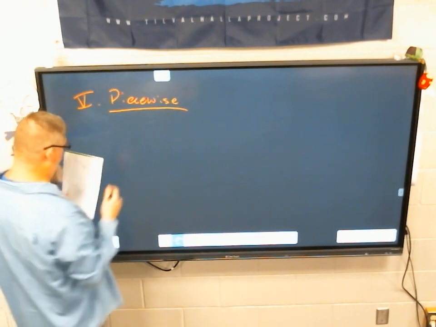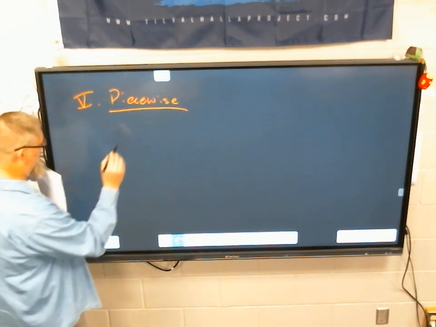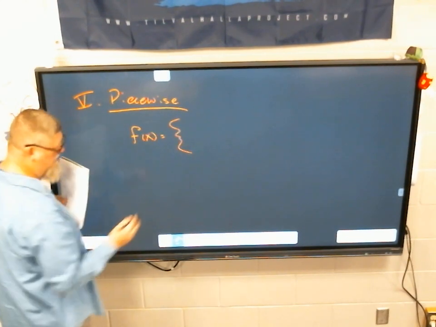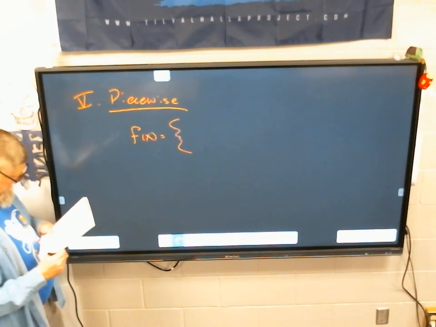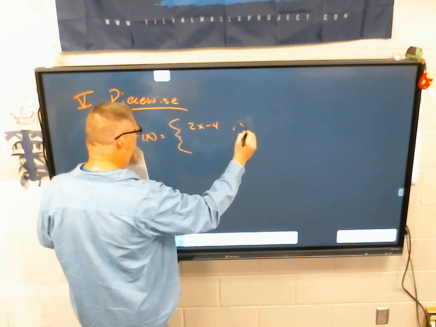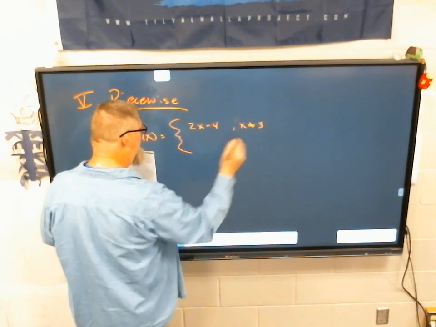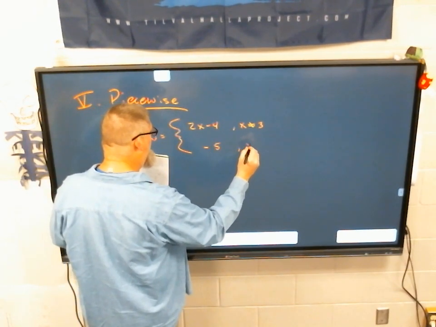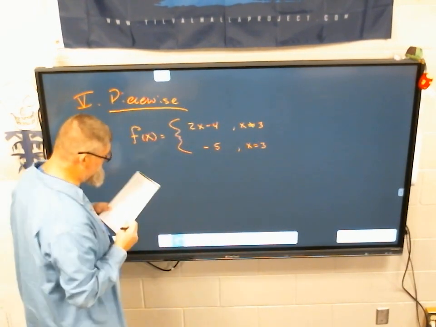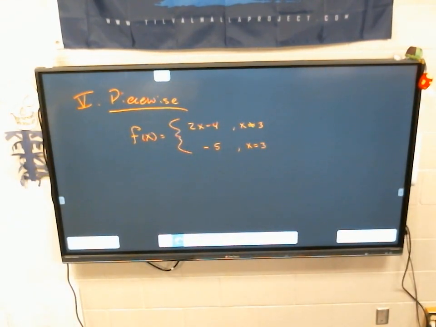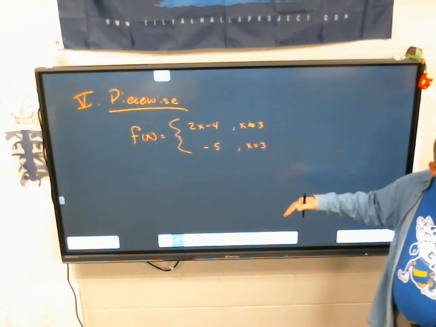If you don't remember piecewise or you've never covered them, here's what it's going to look like. It's going to look like f of x equals, then you have a brace, and you're going to have 2x minus 4 as one piece, for x does not equal 3. And then you'll have another one, negative 5, for when x equals 3. It's going to look something like that. We may have greater than, less than values in there. It will be in pieces.